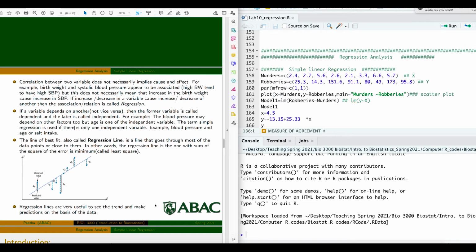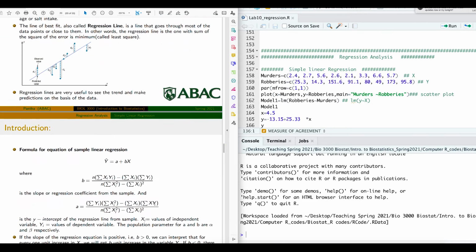Okay, so how do I find out that line that goes through most of those points? Or how do I find out the regression line? So there is a formula to find out the regression line. This is the equation for the sample regression. You have seen these kinds of things in your elementary statistics class too.